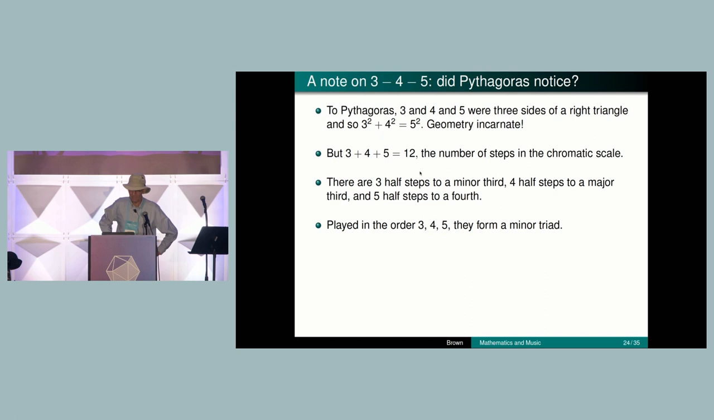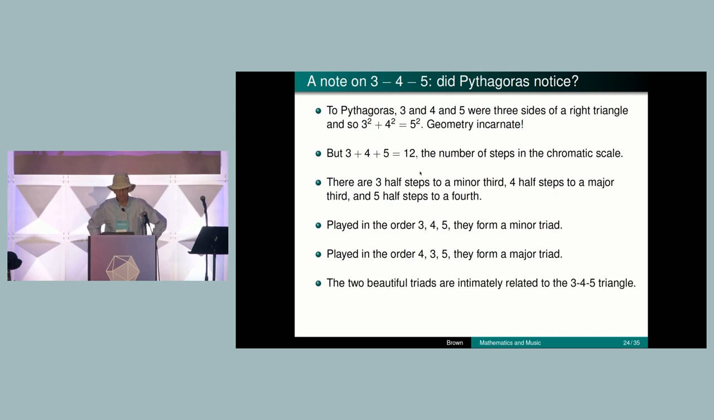Played in the order 3, 4, and 5, they form a minor triad. Played in the order 4, 3, 5, they form a major triad. These two beautiful triads are intimately related to Pythagoras' 3, 4, 5 triangle. I found that absolutely fascinating. And if that ain't music meets math, what is?